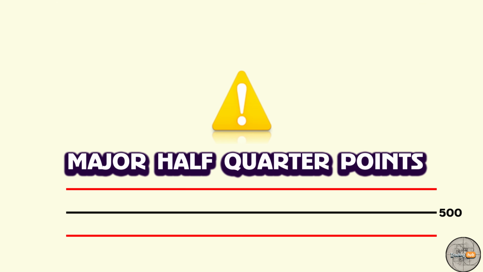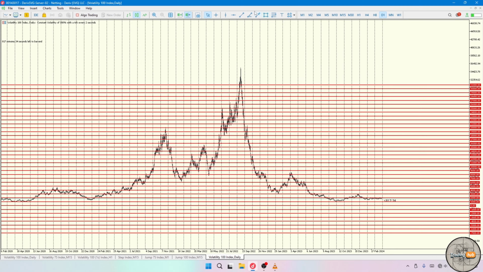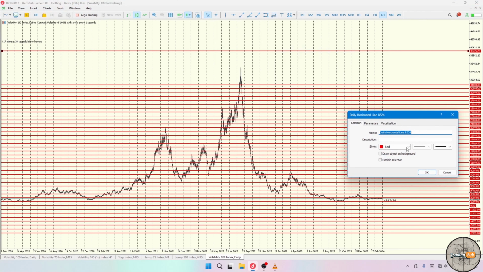Major half quarter points. Our half quarter point will be 500 or 5000, because half of 1000 is 500, right? Let's start plotting the numbers. Let's plot them. I'm going to give them a nice black color.